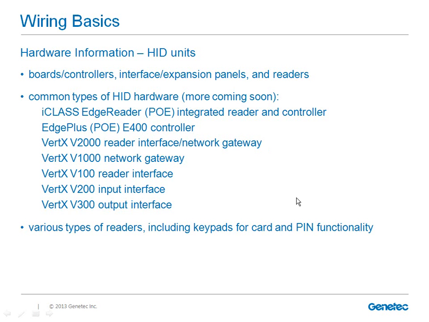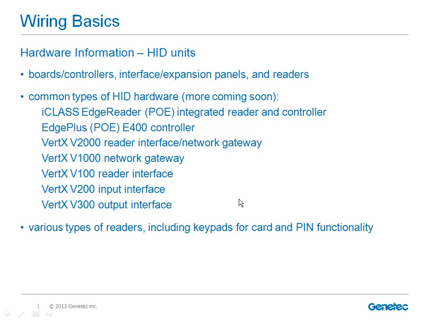The differences here are some for the controllers, which communicate with Security Center and are basically the brains of the operation, whereas others are interface boards which connect to the controller themselves. The interface boards here are the V100, V200, and V300. And if you take a look here, we've got a V2000. This is basically like a V1000 with a V100 built in, so we have support for readers.